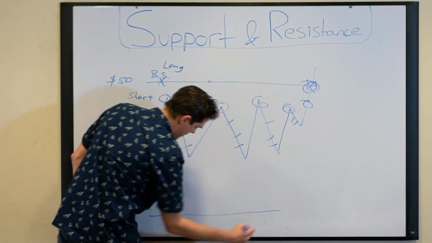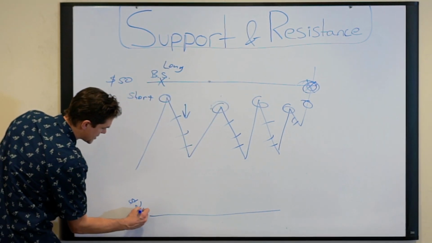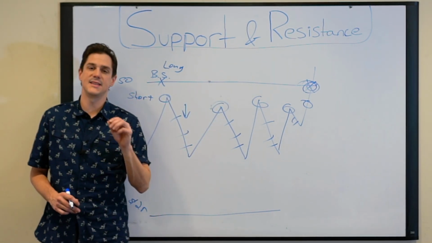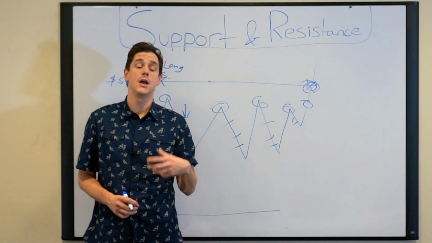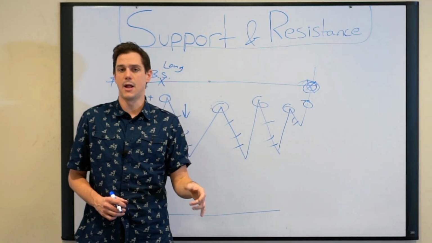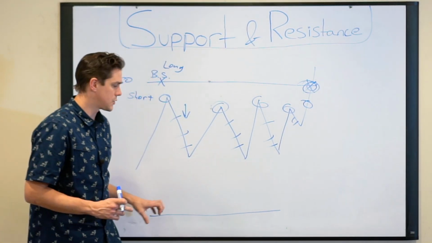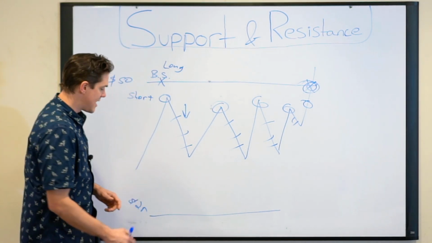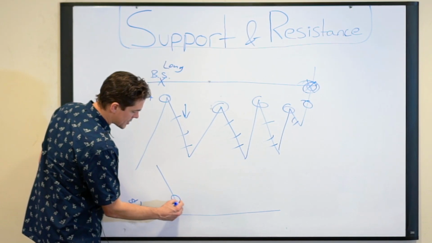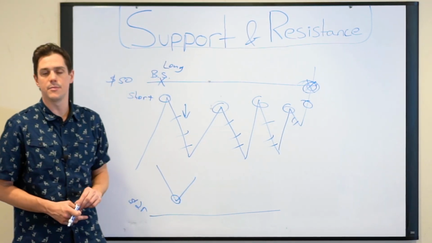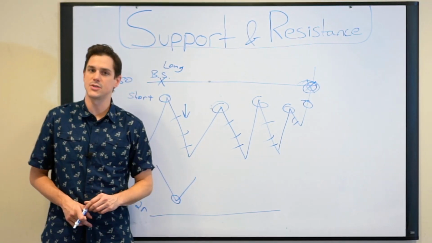So support, maybe our support was $25, and basically what support is, is an area where there tends to be greater demand than supply. People think $25 is a great discounted price for this stock, so there's a lot of buyers that are clustered there, and if sellers drive it down to that price, those buyers come in, the sellers become a little bit weaker, and that stock price gets driven back up.